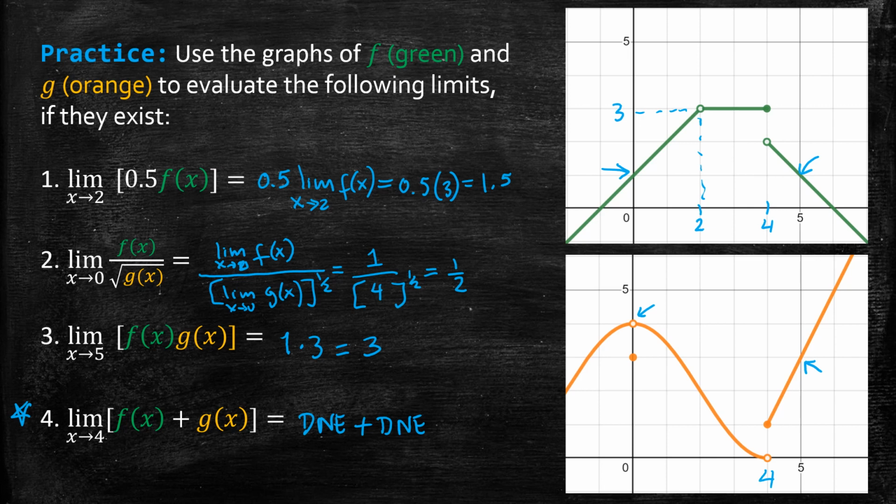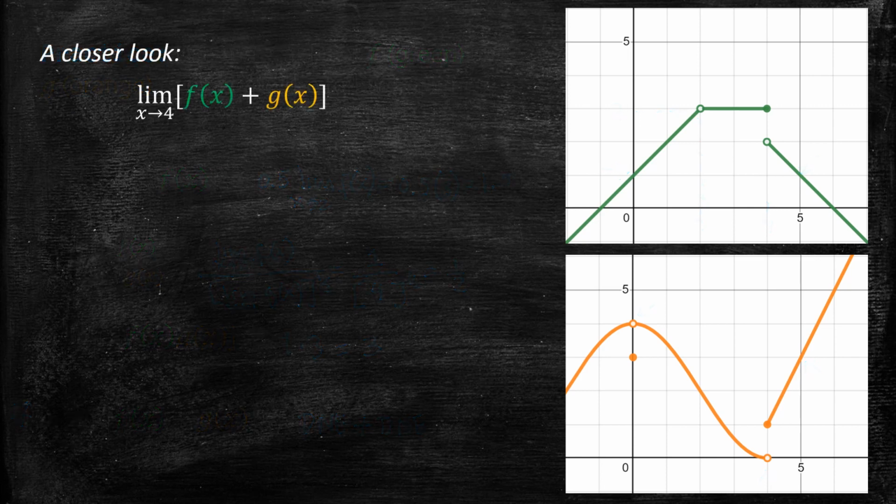But don't give up. Don't just assume that the limit doesn't exist. We need to explore a little deeper. So let's take a closer look at this last problem. We know that one of the definitions of a limit is that a limit exists if the limit from the left and the limit from the right are both equal to a finite value. So let's take a look at this problem by breaking it up into two one-sided limits.